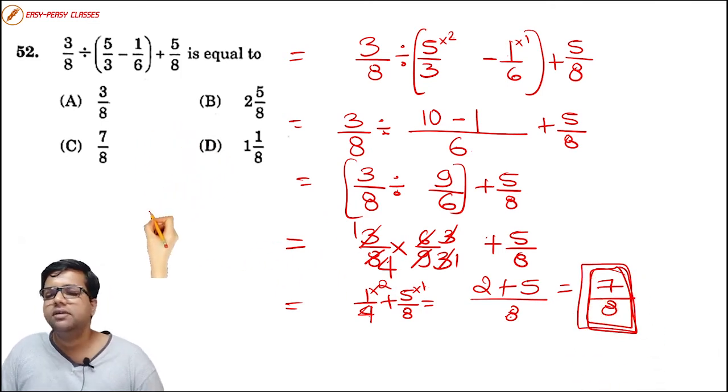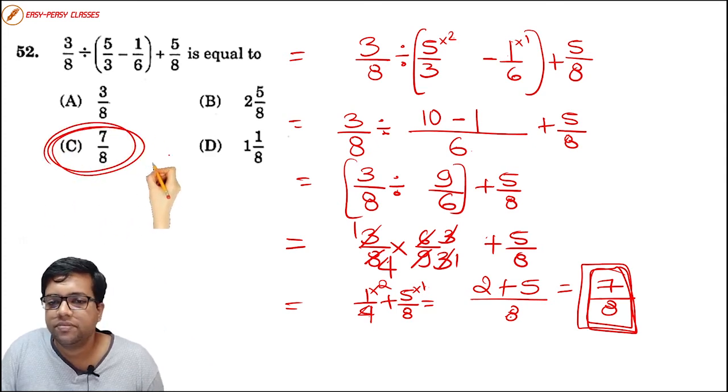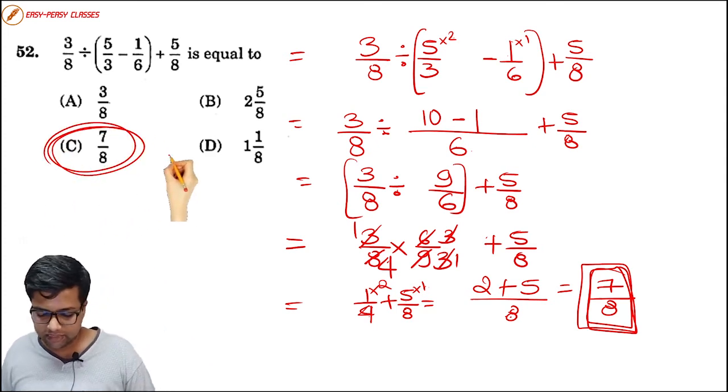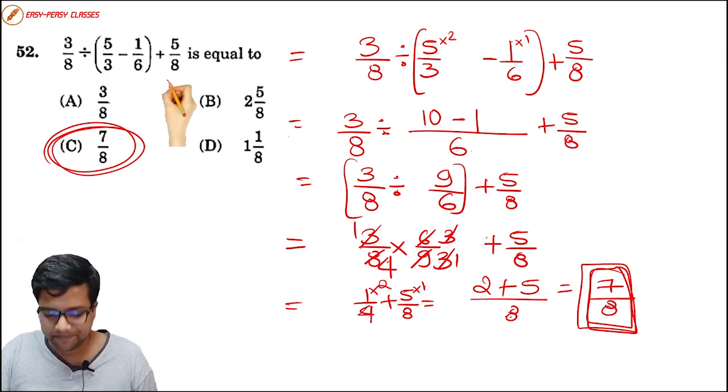Do we have 7 by 8 as our answer? Yes, option number C is the right answer. 7 by 8 is the right answer.